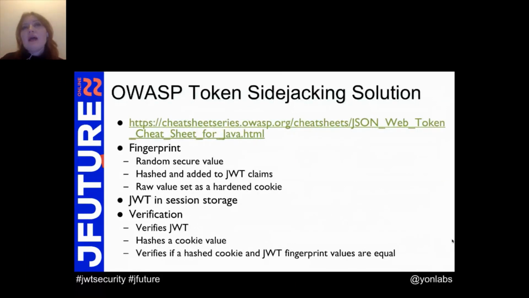Another general problem of JWT is token hijacking. We can freely use any valid tokens, and there is no check whether a token comes from a valid place, from a valid user. To protect against token hijacking, OWASP provides a solution based on a random secure value sent in a token, as well as in a hardened cookie. If you want to know more, please check out the explanation at the OWASP cheat sheets. OWASP stands for Open Web Application Security Project. It's a non-profit organization that provides various resources for developers to increase awareness of security.